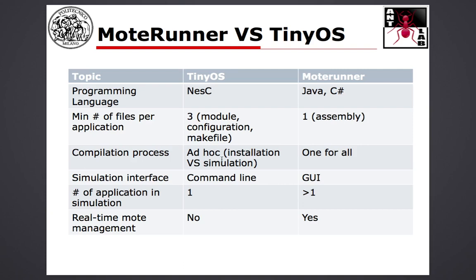Compilation process also. For TinyOS, it's ad hoc, meaning that if you want to compile for a particular mode and for a particular configuration, meaning installation on the mode or simulation, you have to provide different keywords to the compiler. We have seen, for example, that to compile for MicaZ mode, we type make micaz. For installation, we write make micaz install. For simulation, it's make micaz sim, and all this kind of stuff. For MoteRunner, we have just one compiler that builds the bytecode, which can then be used in any configuration that you want.